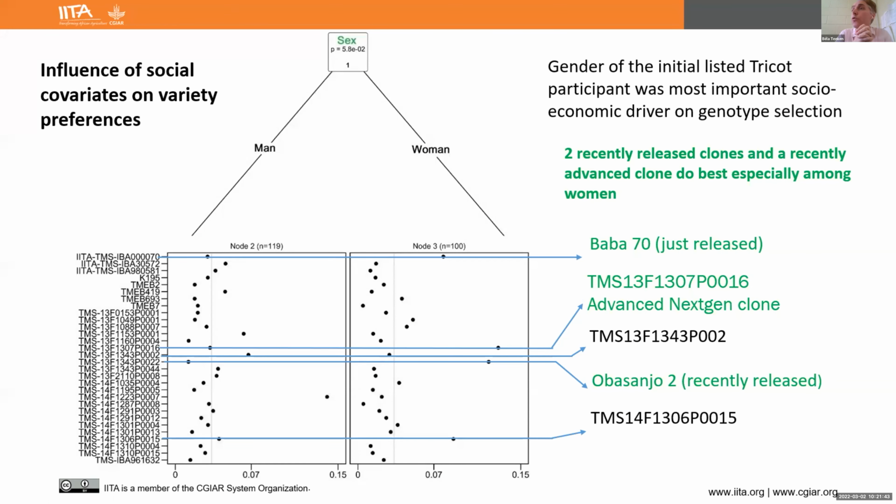Then what are the influences of the social covariates on variety preferences? We saw that if we simply divide male and female participants, there are specific varieties that are liked by women more than by men, and other varieties are a little bit more liked by men than by women. And this you can do not only for varieties, but also for traits, and there are many statistical analyses possible to get a good grasp on how important these covariates are.